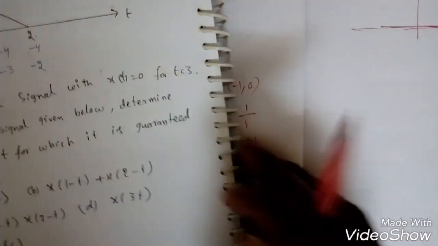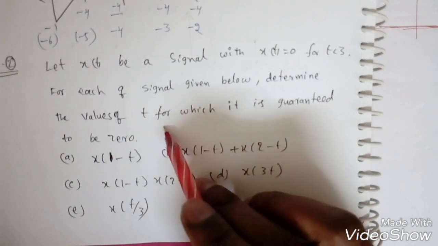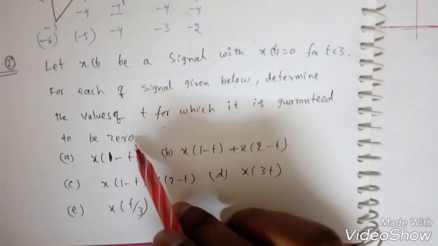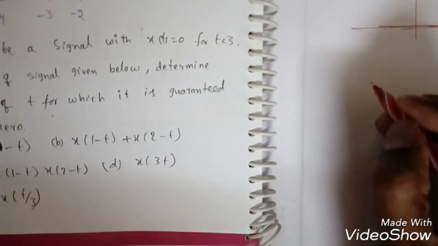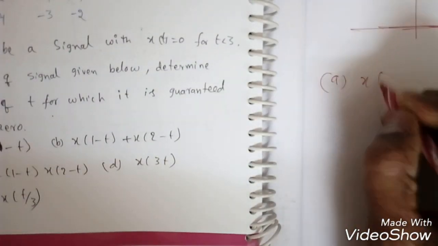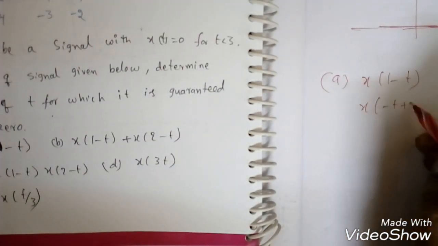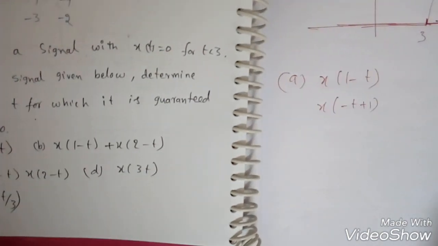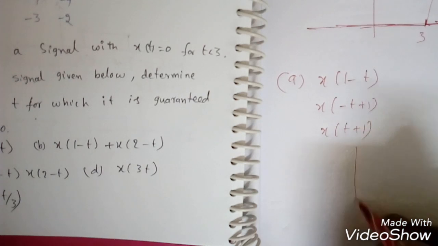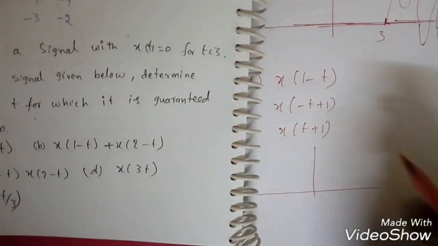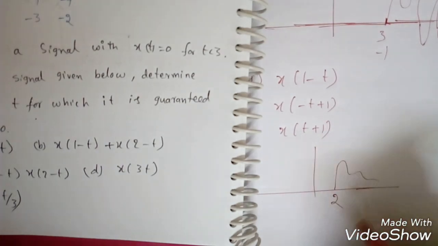Whatever the signal is, we don't bother. But the question asked is: determine the values of t for which it is guaranteed to be 0. That means one by one we have to check. The first one is x of 1 minus t. Now if I rearrange this, x of minus t plus 1. Again two methods will be there. First the shifting: x of t plus 1. As 1 will be shifted, that is 3 minus 1, so it will become 2.